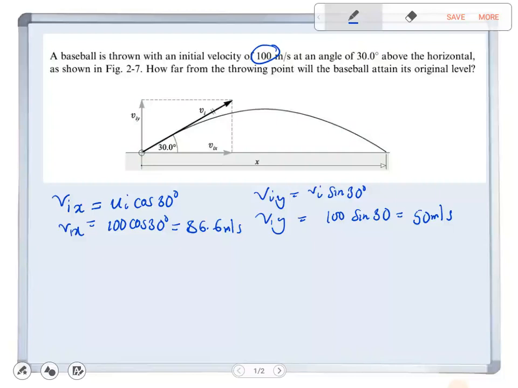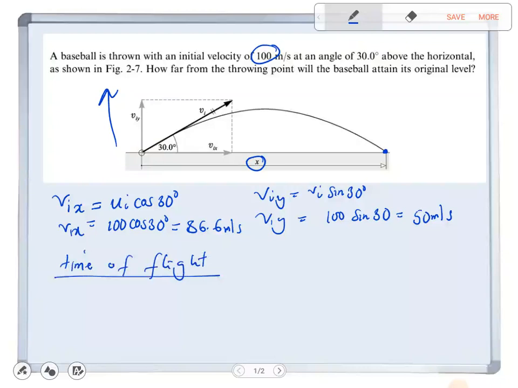Now look, we are interested in the x, or in short the horizontal direction. So what you need to know is that we need to find the time of flight, the time it took to reach this far. To find that time, we are going to consider the vertical motion. The vertical motion will help us find that time of flight. So let us now find the time of flight.